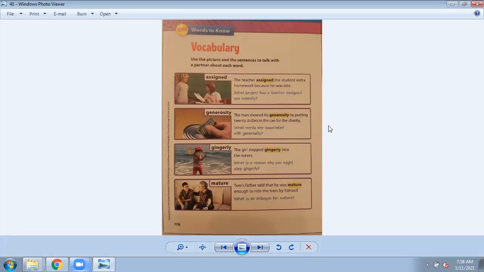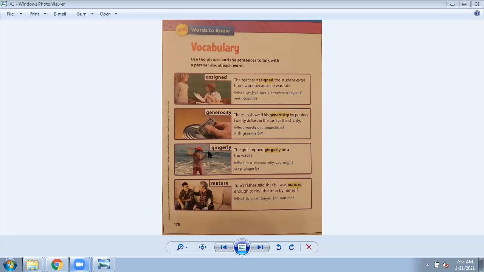The man showed his generosity by putting $20 in the can for the charity. Okay, thank you. Yes, that's right. The man showed his generosity. The man was giving in an unselfish way by putting money into the can for charity. Charity is when people collect money to help others. Okay, very good. Thank you very much.